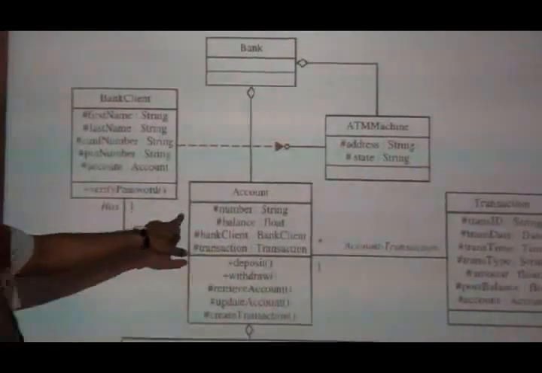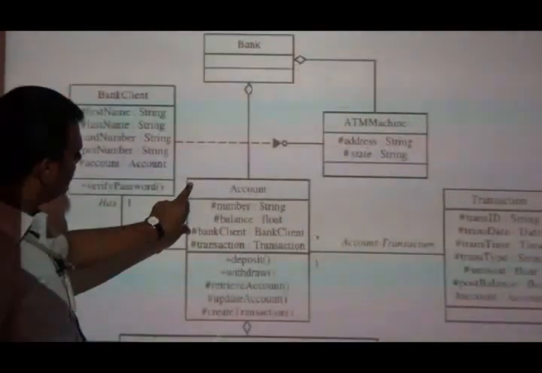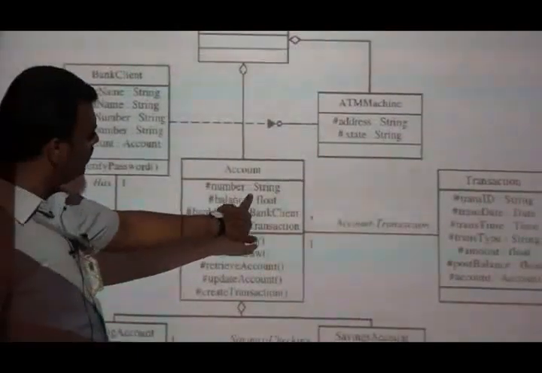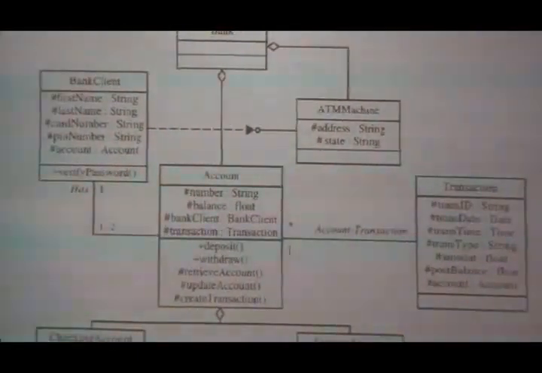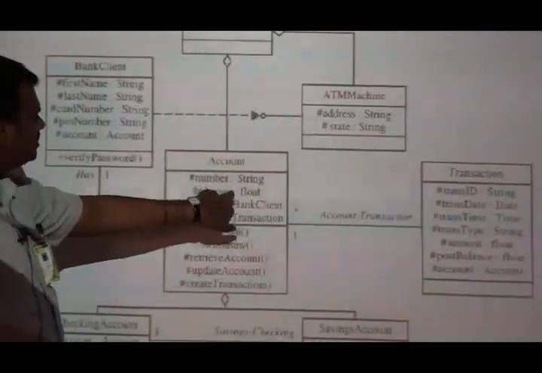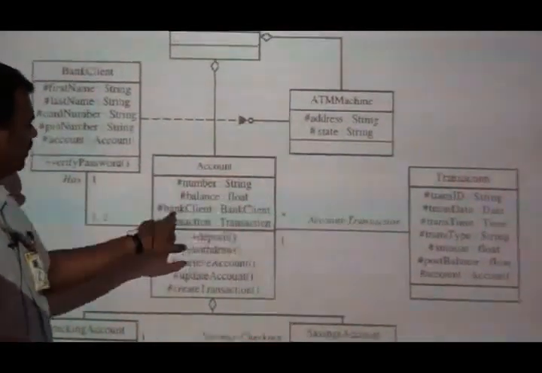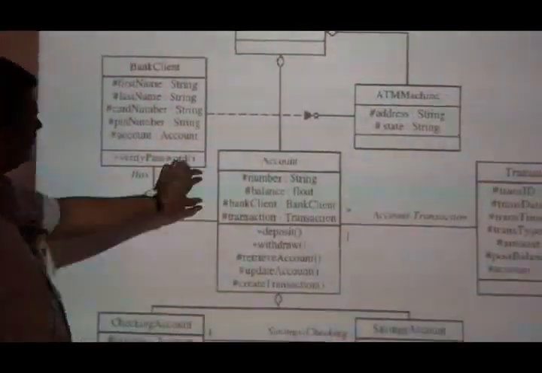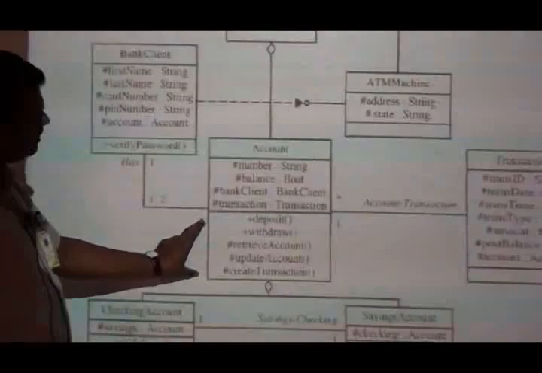number. Then the account. What are the attributes of the class account? That is protected, account number is the attribute, colon, return type string. Then protected balance: the type is float. Then protected bank client: the type is bank client. These are the attributes of the account, and these are the methods of the account.